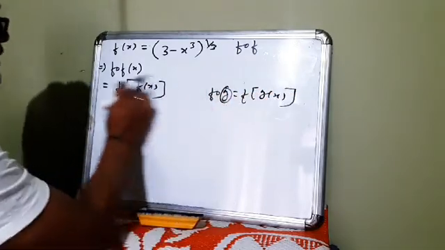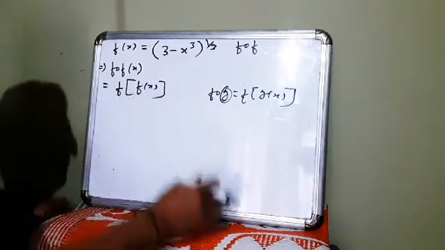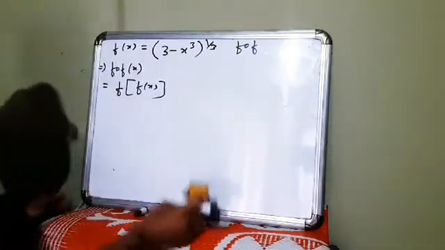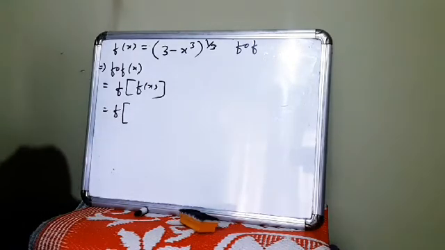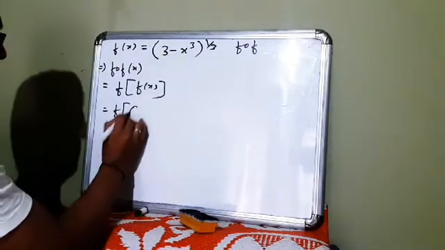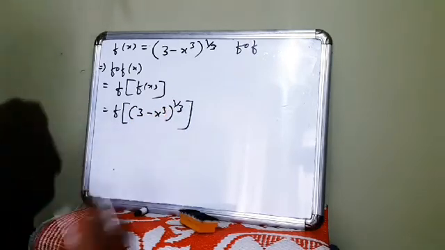So in the place of g, I'm having the same function, that is f. So therefore f of f of x, which is equals to f as it is. Now what is f of x here? This is your f of x: (3 minus x cube) to the power 1 by 3.